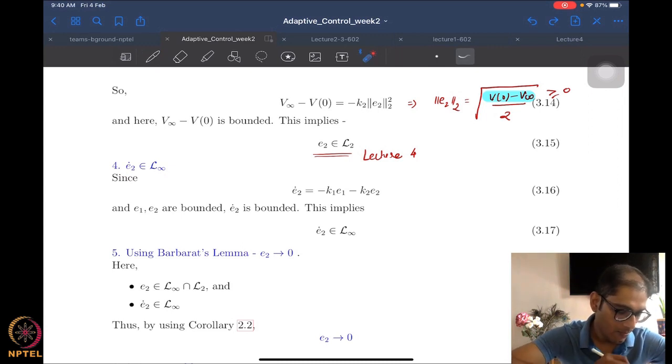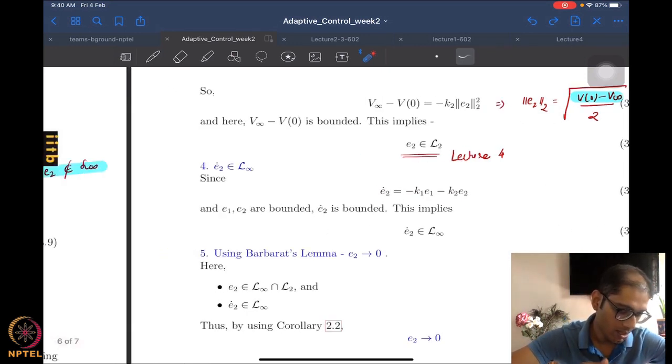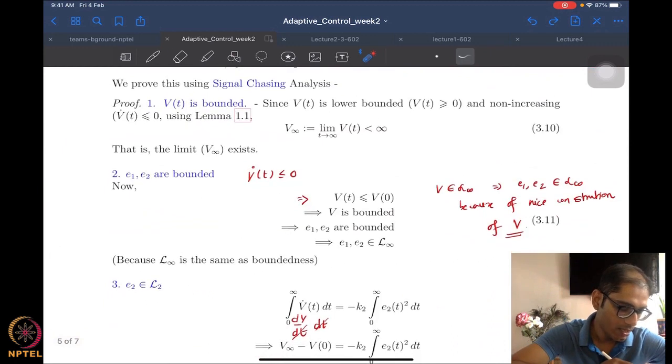So how do we claim that? We look at the derivative itself. The derivative is rather straightforward in this case. It is given by this expression: e2 dot is minus k1 e1 minus k2 e2. You should remember that k1 and k2 are just some positive constants. And we've already proven in step number 2 that e1 and e2 are bounded.